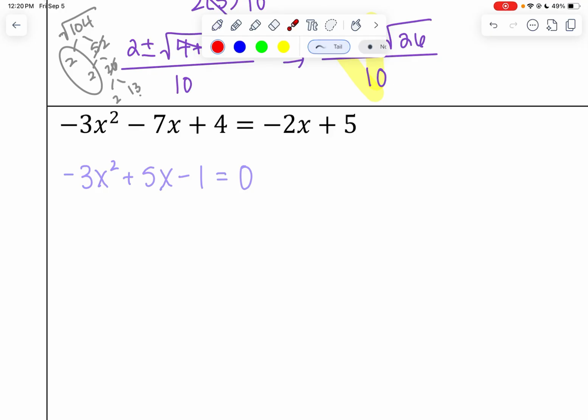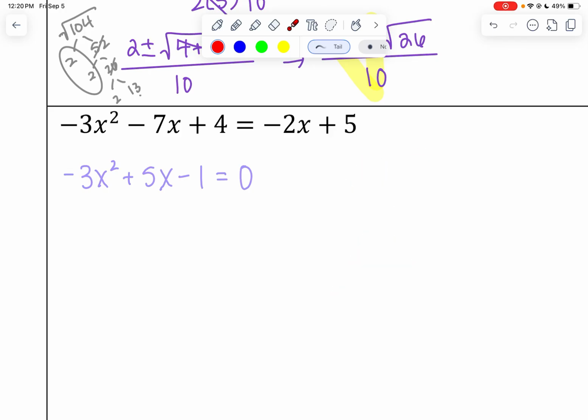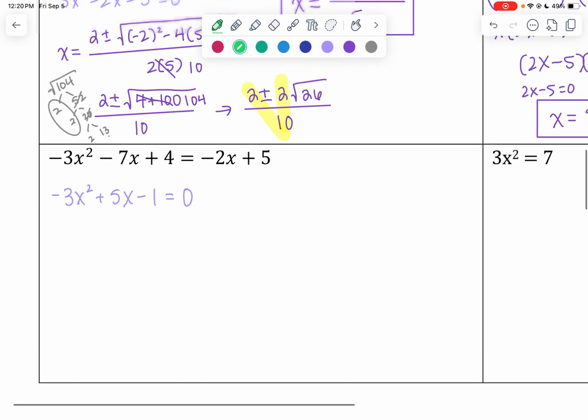Okay? And then I'm going to ask myself if it factors. So a sum of 5 and a product of 3, well, there's nothing there. Okay, I don't want to do completing the square with this -3 and the 5 and the fractions. So I have no choice here but to do quadratic formula.